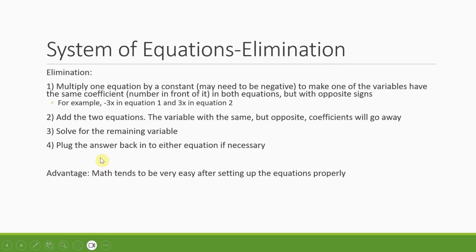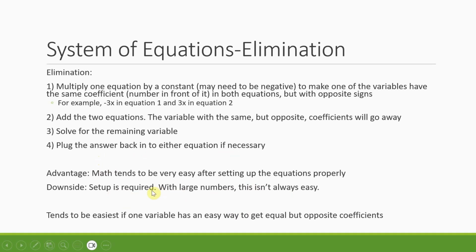So the advantage of elimination is it tends to lead to very easy math after you set up those equations. The downside is you have to set up those equations. If you can do that easily, that's awesome. But sometimes when you have large numbers or weird numbers, that's not always so easy, and then you might be better off with substitution. So in general, this tends to be the easiest if there's just one variable that you can easily see a way to get those equal but opposite coefficients. But again, I just want to stress you can always do it with substitution, or you can always do it with elimination. It's really up to you and what you like in each situation.